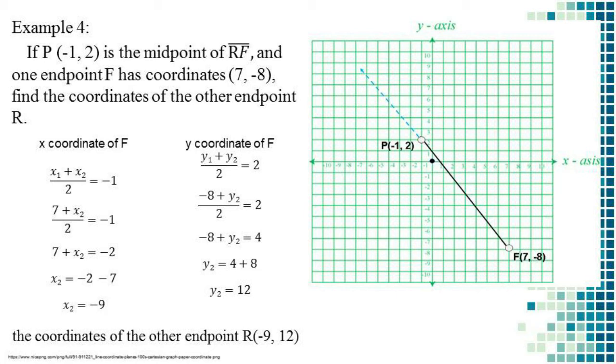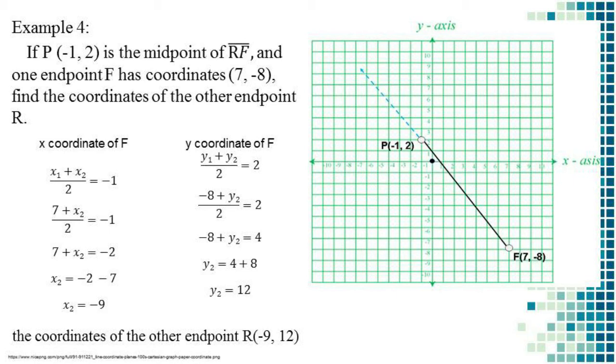So let's substitute the value of x sub 1 and y sub 1 of point F. So (7 plus x sub 2) over 2 equals negative 1, and (negative 8 plus y sub 2) over 2 is equal to 2. 7 plus x sub 2 equals negative 2, and negative 8 plus y sub 2 is equal to 4, because we multiply by 2 to cancel the denominator 2 in our solution.